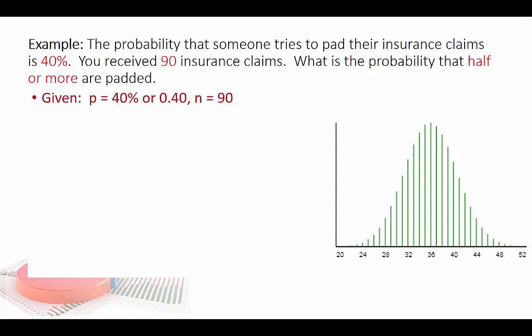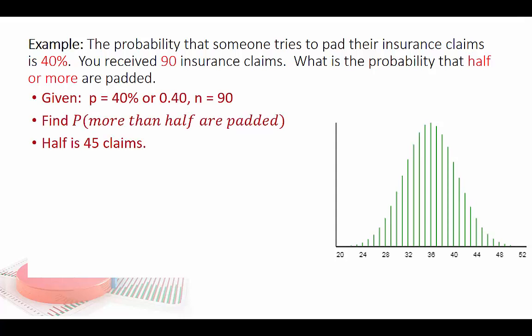So what does that mean? Well, my givens are the same, and I want the probability that half or more are padded. Half would be 45 claims, so it's still over here. And I want greater than or equal to 45, so I would include the 45 in my number.